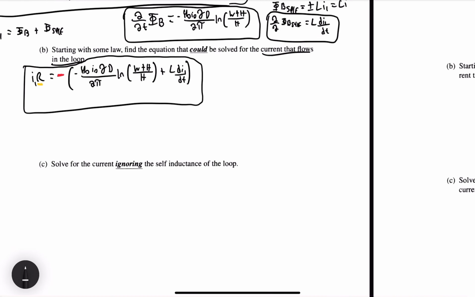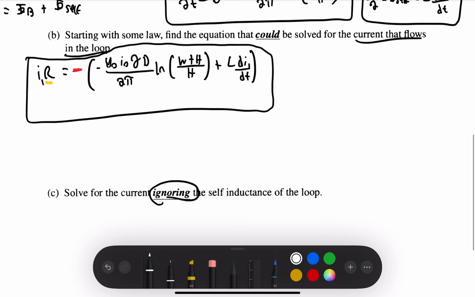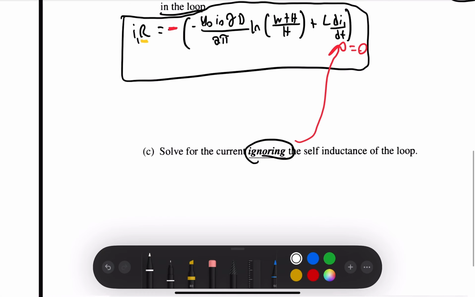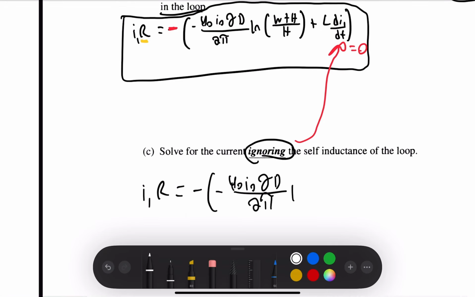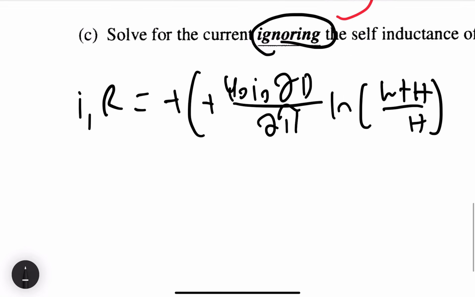Part C, it wants us to now solve for the current, ignoring self-inductance. So basically, we're going to use the equation we have up here, but this is going to equal 0. So we're going to have I1 R is equal to negative mu naught I naught gamma D over 2 pi ln of (W plus H) over H. Negatives cancel, right? It's just plus. And then I just divide by R on both sides.